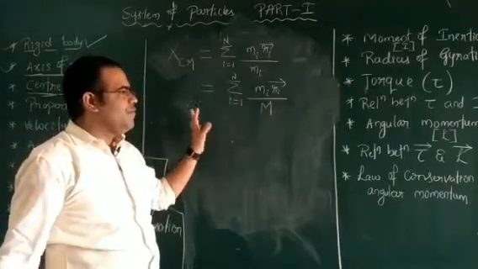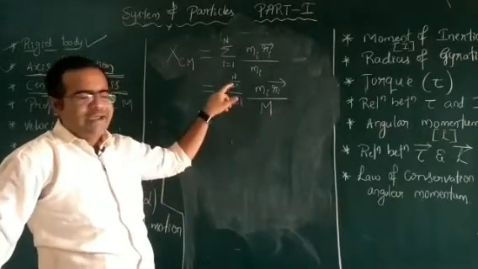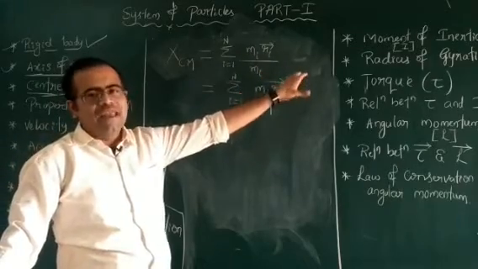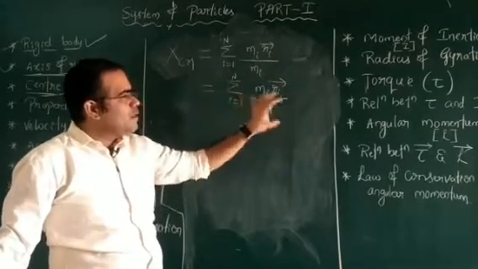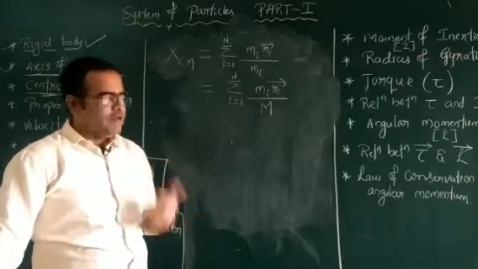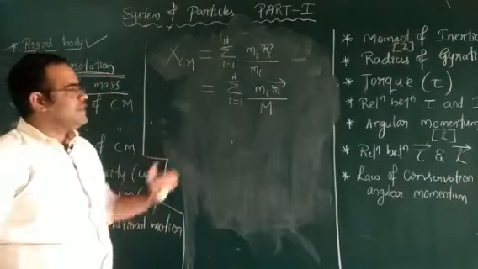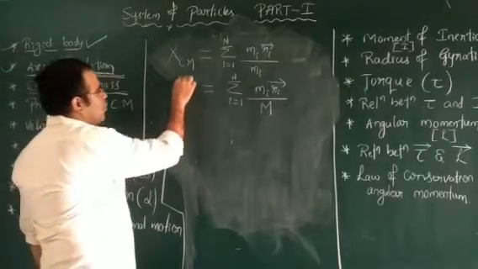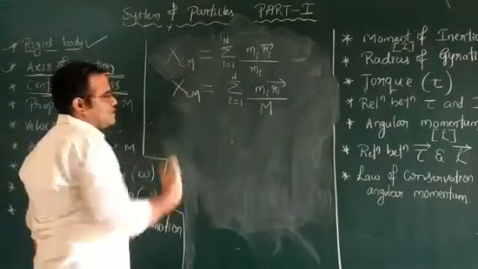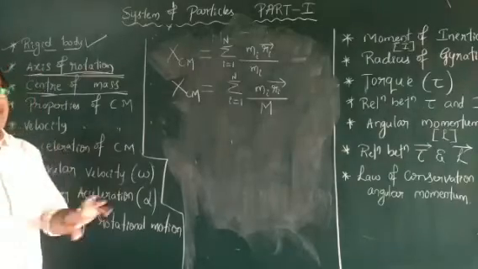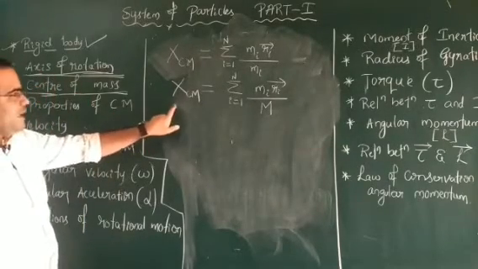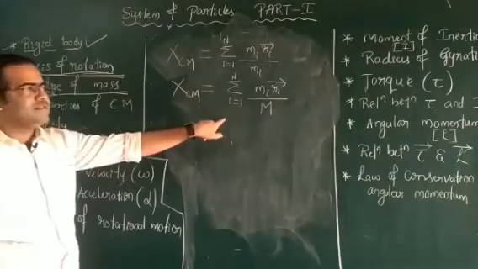The masses of the individual particles are given by m1 plus m2 plus m3, and like this we have n number of particles, so we can write the total mass as m. So this is the equation corresponding to only the x-axis. If the center of mass is distributed along the x-axis, we can write this equation.